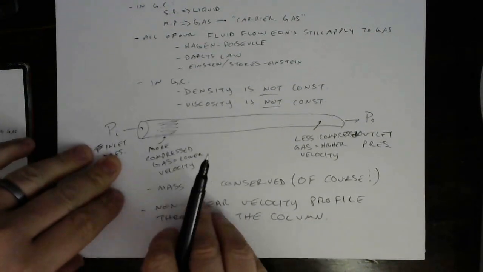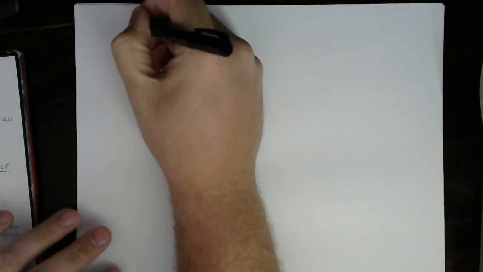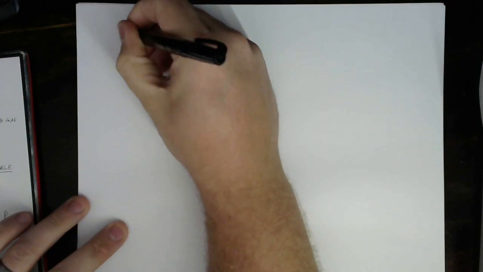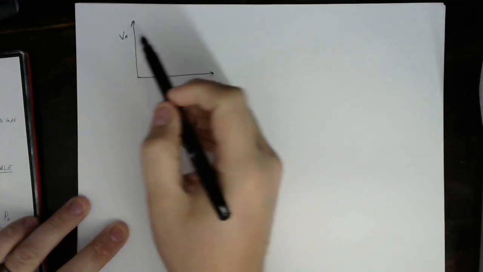Let's take a look at what that nonlinear velocity profile looks like throughout the column. So we're going to make a plot. Here's what this plot is showing. On the y-axis, we're going to look at the velocity at position x in the column. So if we're going along the column, the inlet is position 0, and as we get to the very end is position L, the length of the column. So the velocity at any position x divided by the velocity at the inlet. So the relative velocity at position x relative to the inlet.